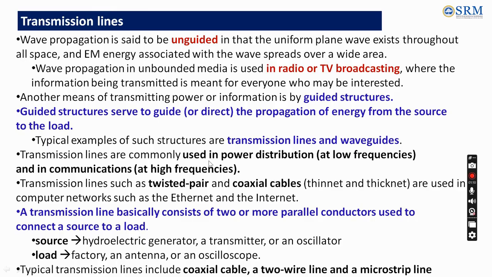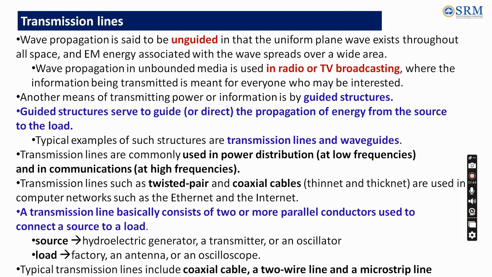Transmission lines are commonly used in power distribution, by using the two-wire line at low frequencies, and in communications by using twisted pair and coaxial cables at high frequencies. So a transmission line basically connects two or more parallel conductors from source to load. The source can be a hydroelectric generator, transmitter, or an oscillator, and a load can be a battery, antenna, or an oscilloscope.